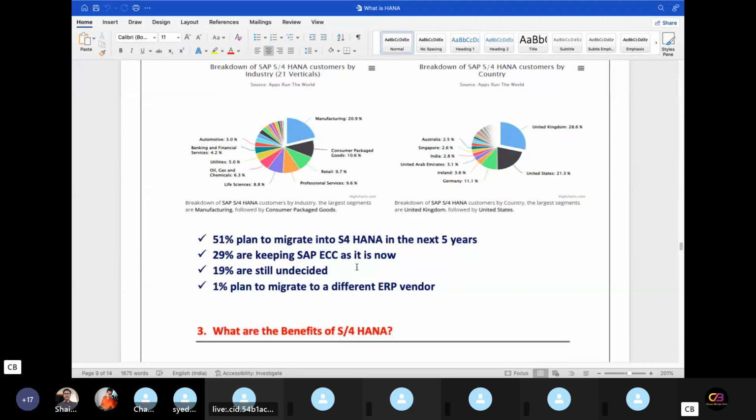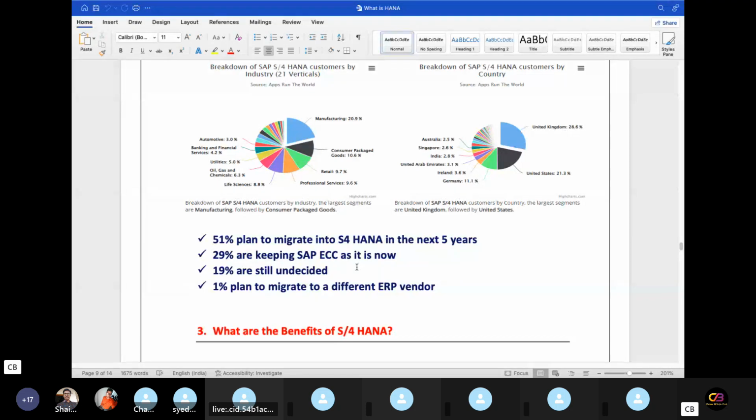And 19% are still undecided. So whether ECC or S4HANA, there is no clarity. Hence 19% are completely mute. So 1% plan to migrate to a different ERP system. Some companies are saying that it's a completely upgraded version, so we don't know. We don't want to continue this SAP. So we want to switch to Oracle or Microsoft Dynamics. So like that, some companies will say 1%. They are not satisfied with the SAP S4HANA product. This is the market survey.